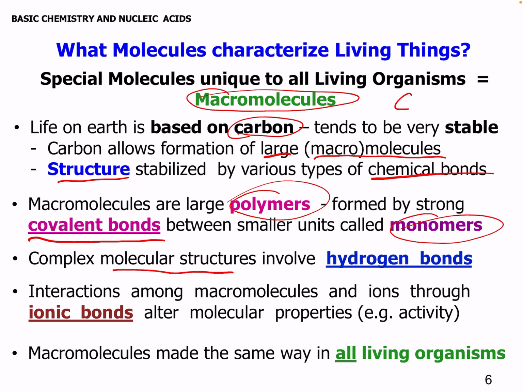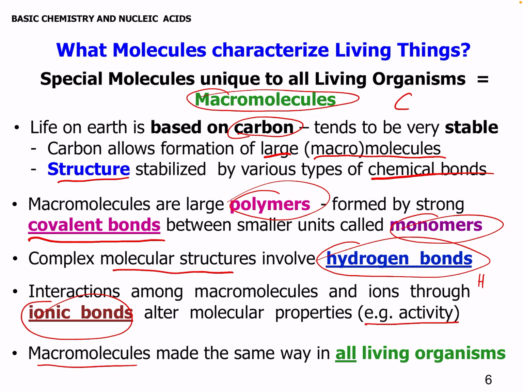Complex molecular structures involve hydrogen bonds, which are H bonds. Interactions among macromolecules and ions through ionic bonds, so remember, go to that bonding page if you want a refresher, alter these molecular properties, i.e. the activity. Macromolecules are made the same way in all living organisms, which is quite interesting.